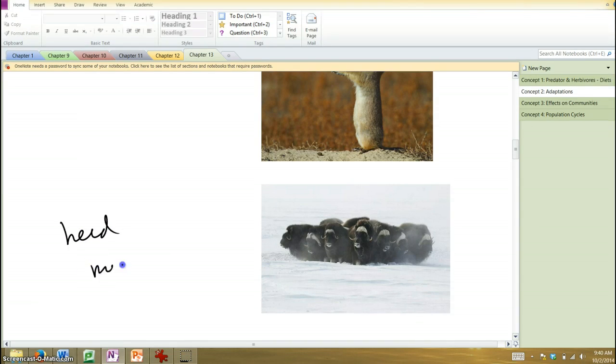These are these musk ox that live in these groups, and they sort of form a circle when predators are around, and the larger, stronger ones on the outside, attempting to keep the predators at bay.